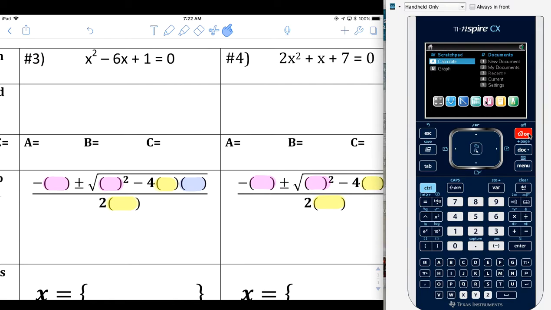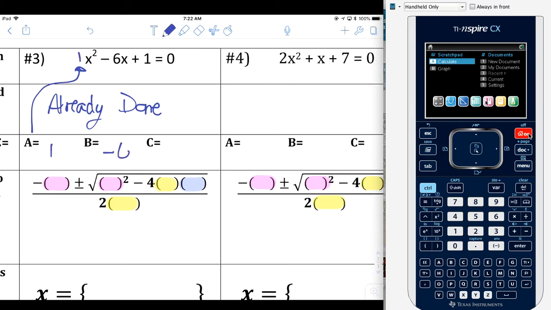All right, we're looking at problem 3. Problem 3, we're lucky. It's already in the right order. So I'm going to write in here, already done. Now, my a is the number in front of my x squared. So how many do we have there? It's just a 1. My a is 1.